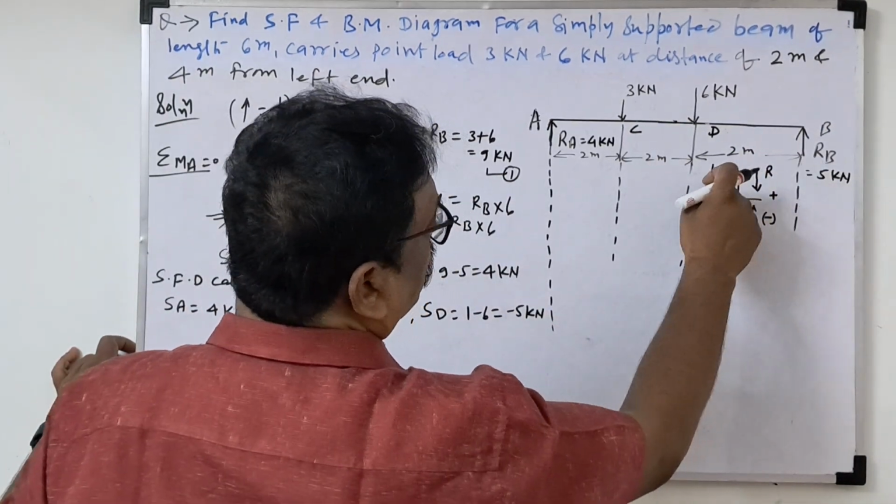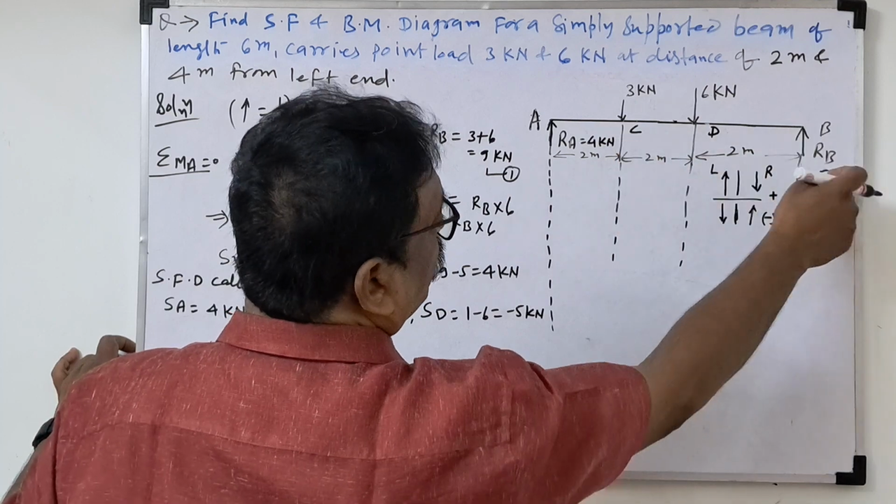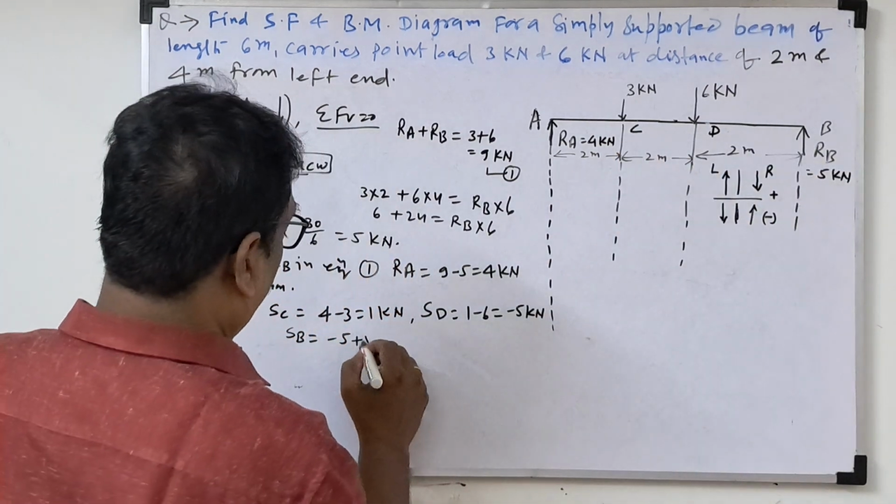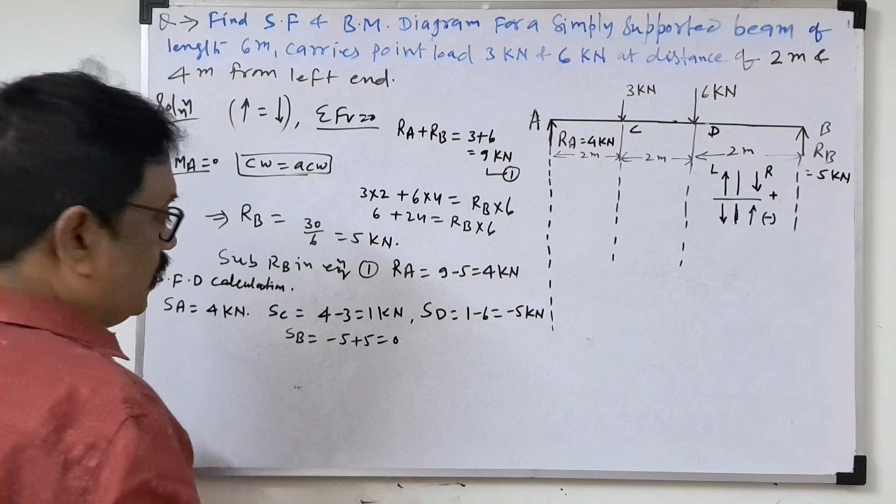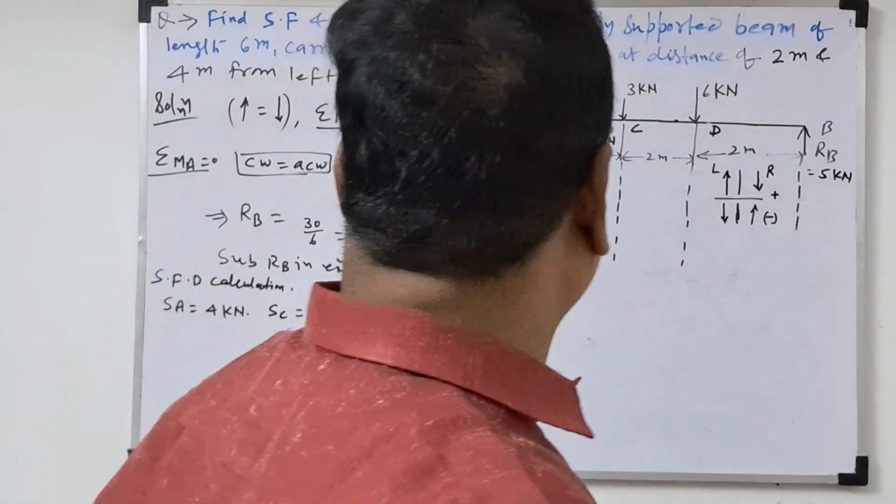Upward, the left side you're taking upward is positive. So 5 plus 5, so 0. So shear force will be 0. Now we'll draw the shear force diagram.